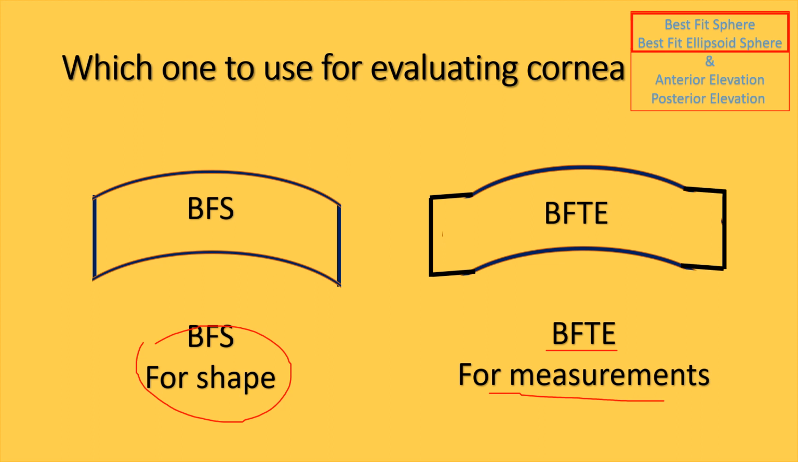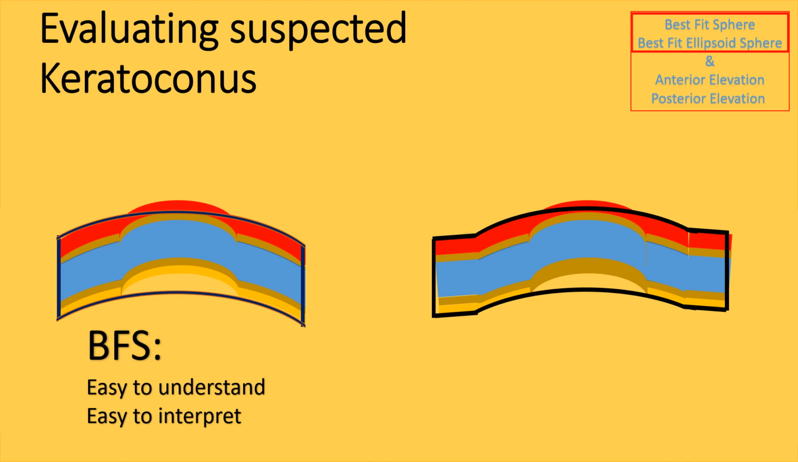Generally, most of the time we use the best fit sphere because it's easy to use and easy to compare and easy to get the readings. So the best fit sphere is easy to understand and easy to interpret, so we use it most of the time to evaluate the shape of the cornea, and the best fit toric ellipsoid is used for the measurements.